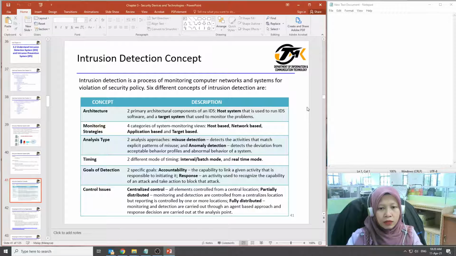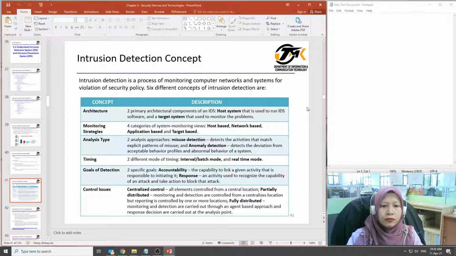Okay, the third is analysis type. So for the detection, how do you choose the type for the analysis? First, you can use misuse detection, means you have the pattern. Okay, you download the pattern, the signature. So if you detect any activity that is the same or near the same as the pattern, it will block. Okay, it will detect. Or anomaly detection means based on the behavior profile. For example, this file has never been accessed by this particular user, but suddenly it has been accessed. So this is the anomaly detection.